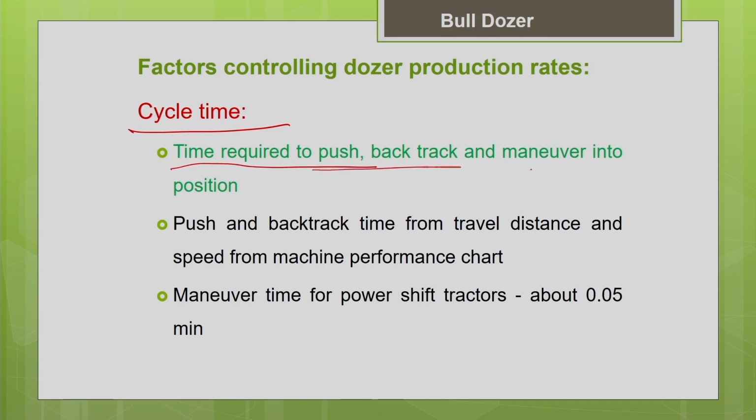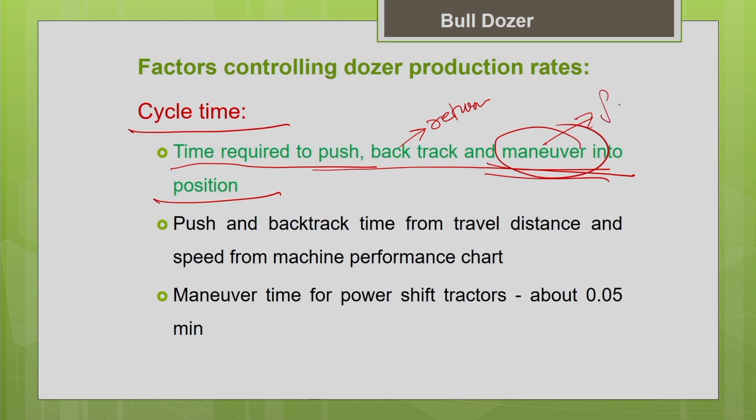So, this cutting and pushing will go together. The time required to push, backtrack and maneuver into position is called the cycle time of the bulldozer. So, you are going to cut the earth, push the earth, dump it at the required place, then backtrack, in the sense you are going to return back to the original position where you want to do the dozing operation again. Other things are maneuvering, in the sense whatever adjustments you do, like increasing the speed, accelerating or decreasing the speed, changing the gear. The time needed for changing the gear, all those things come under maneuvering.